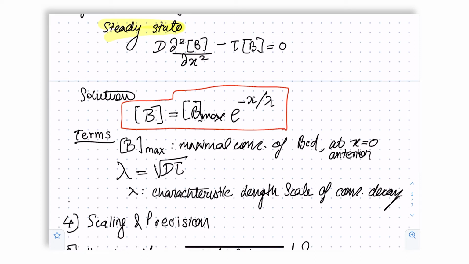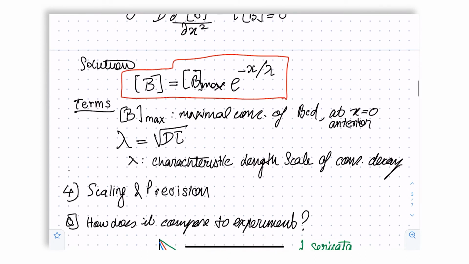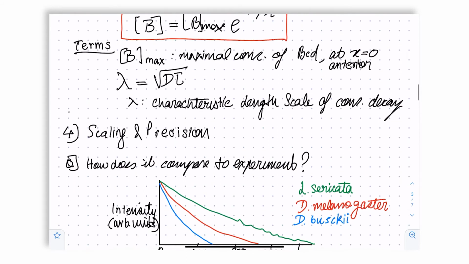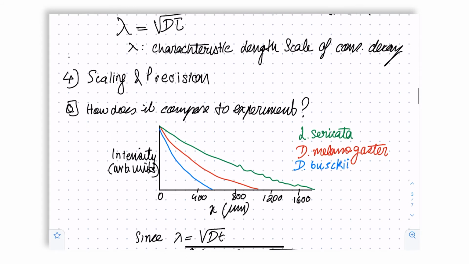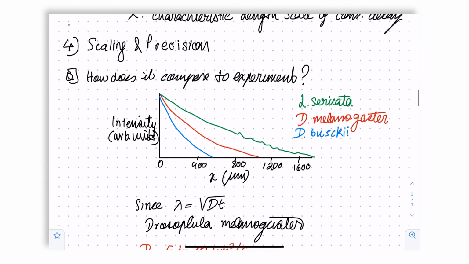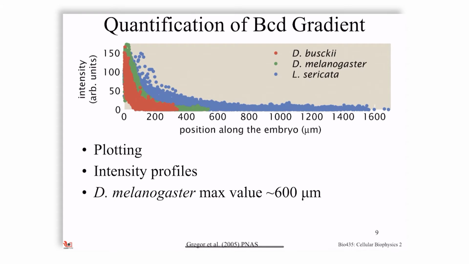All right, what about scaling and precision, and why do we care? So the question is the following: when we compare this gradient to experiment, what do we learn? So I've taken some figures from the textbook and from published work of a gentleman called Thomas Gregor, who has written a fantastic set of papers on the bicoid gradient and its evolution. And what you're looking at here is in fact the quantification of the bicoid gradient using antibody from multiple Drosophila embryos.